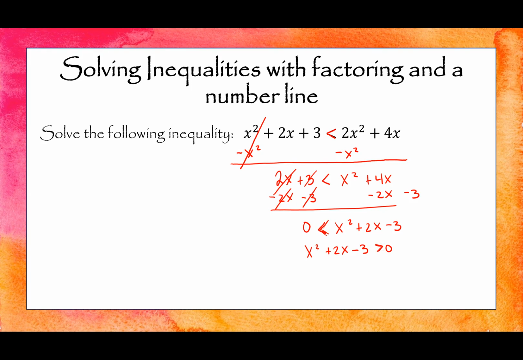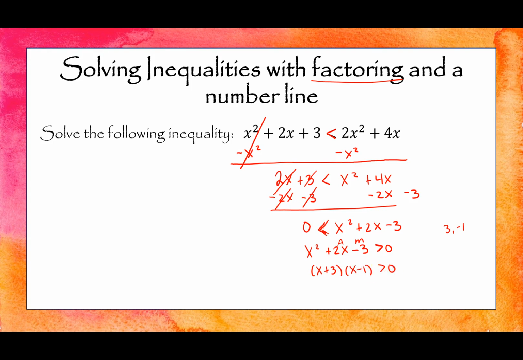Next thing I'm going to do is factor this. See how we have factoring in the title of our topic. So I'm trying to add to 2 and multiply to negative 3. So that would be a 3 and a minus 1. 3 times minus 1, yep. 3 plus minus 1, yep, that works. So this is going to be x plus 3 and then x minus 1.